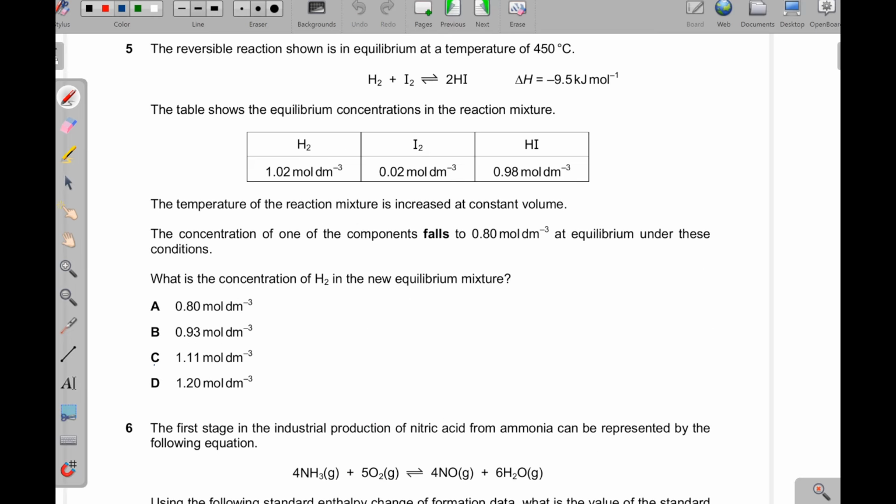A here. Question 5. The reversible reaction shown is in equilibrium at the temperature of 450 degrees C. We have hydrogen reacting with iodine to give us hydrogen iodide.